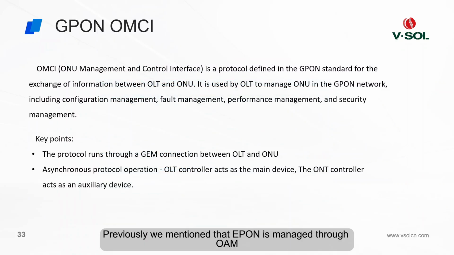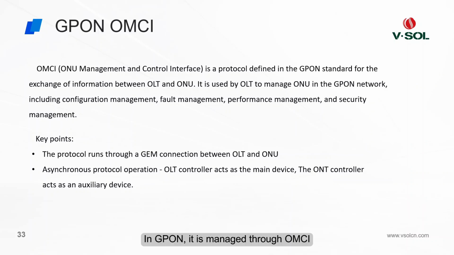Previously, we mentioned that EPON is managed through OAM. In GPON, it is managed through OMCI. OMCI is a protocol defined in the GPON standard for information exchange between OLT and ONU. OLT uses it to manage ONU in GPON networks, including configuration management, fault management, performance management, and security management. OMCI runs through GEM connections and is an asynchronous protocol.